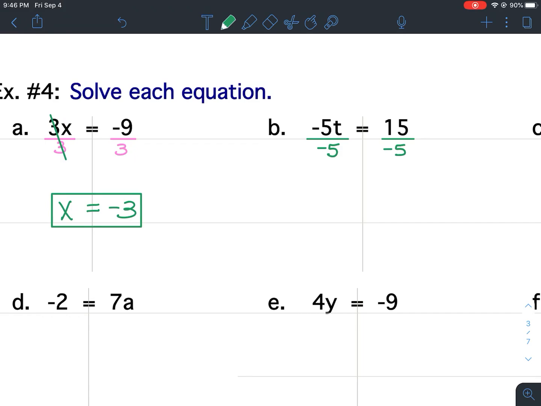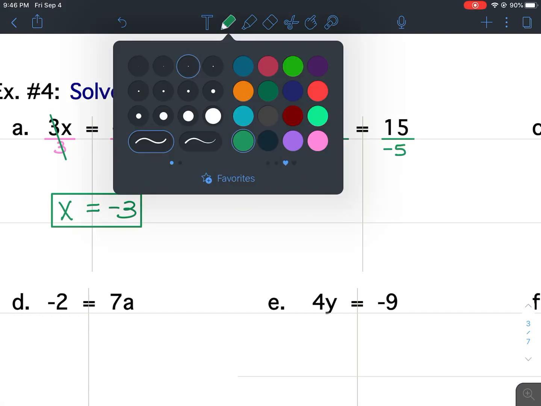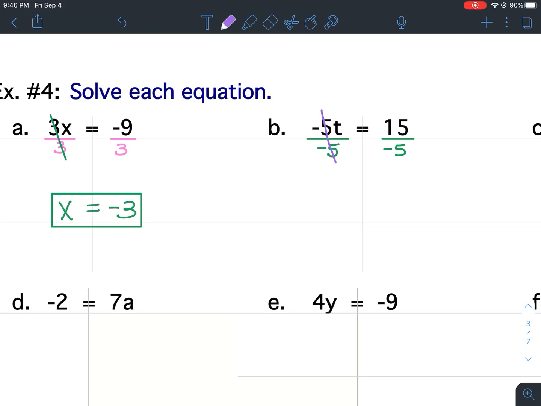So in order to do the inverse operation, you have to change the sign. With multiplication and division, don't change the sign of the coefficient. If it's multiplying by positive 3, you need to divide by positive 3. If you're multiplying by a negative number, you need to divide by a negative number. So I'm going to divide both sides by negative 5 in B. That allows me to cancel the negative 5's.